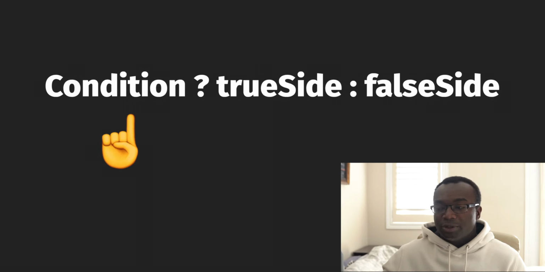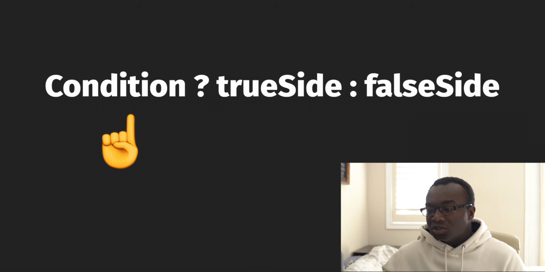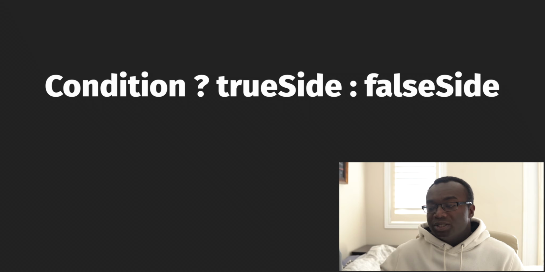The ternary operator evaluates everything on the left side of the question mark, and depending on whether the result was true or false, it outputs either the block of code on the left of the colon or the block of code on the right of the colon. True statements are always going to be on the left of the colon, while false statements are always going to be on the right of the colon.